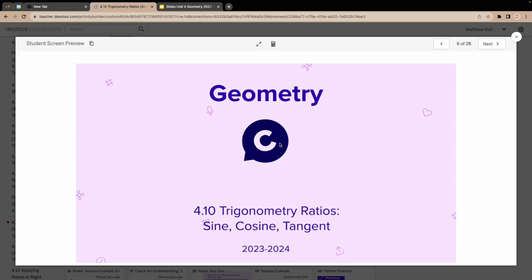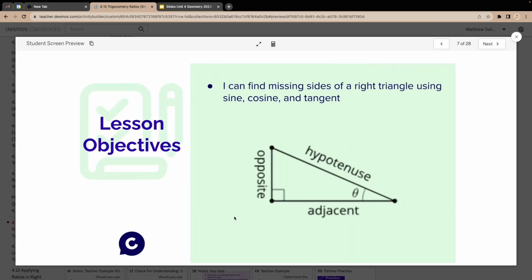Today's lesson is super important because we're going to learn where trigonometry, sine, cosine, and tangent come from. What are those words? Where are they coming from? Trigonometry is the study of right triangles. So we're going to connect what we've been doing with right triangles and sine, cosine, and tangent.